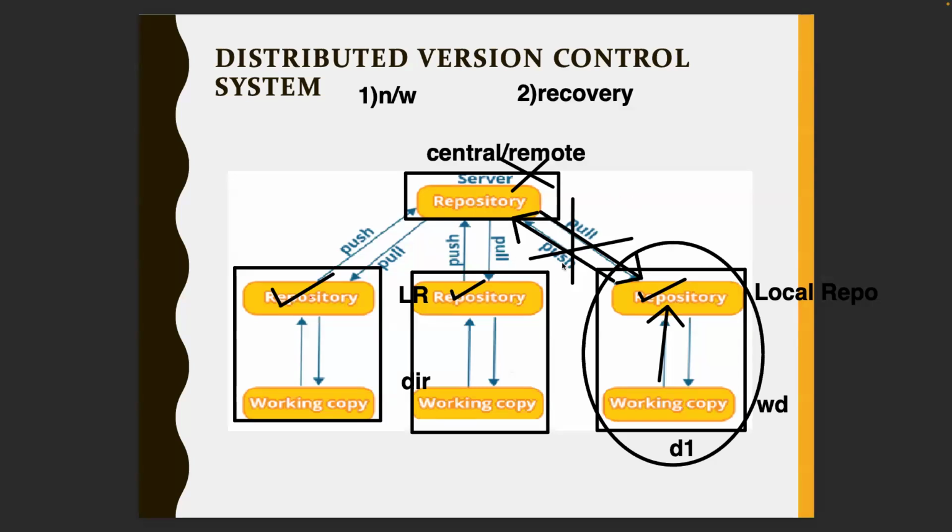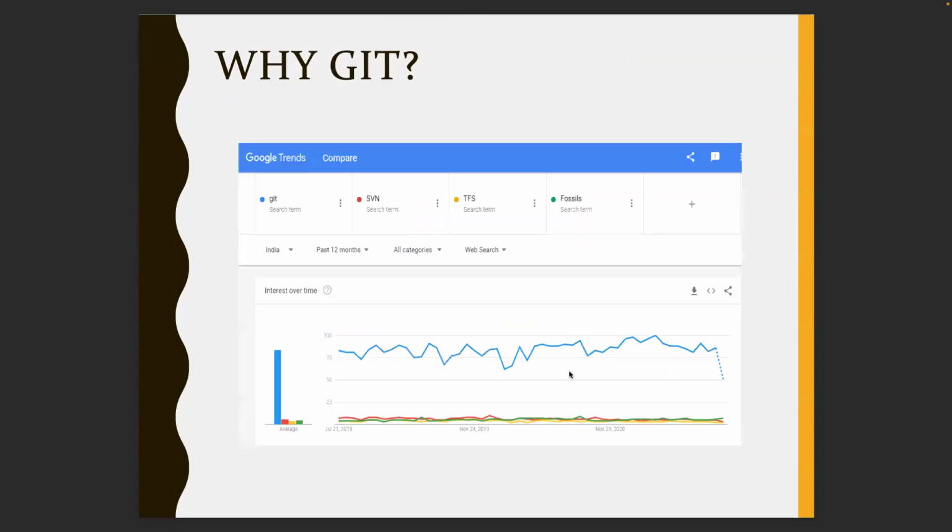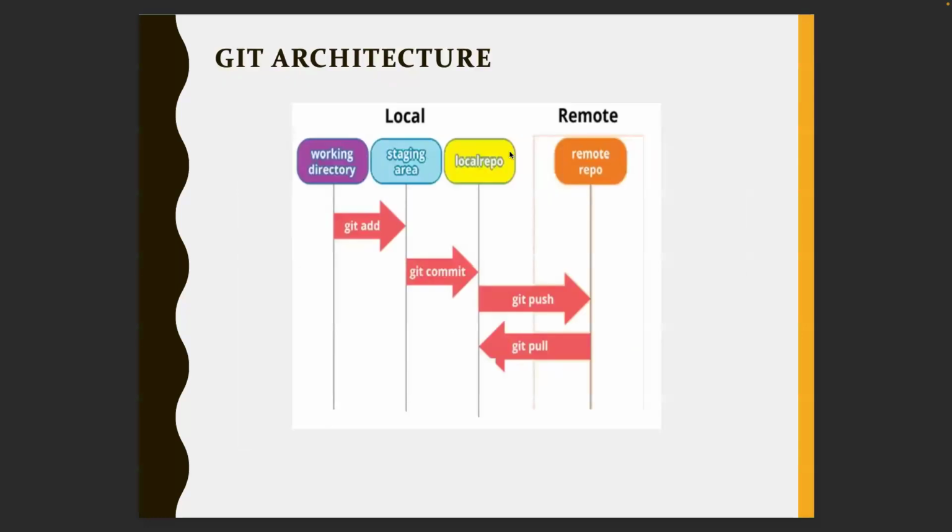The distributed version control system and how it eliminates the problem of centralized. So this is the architecture of distributed version control system in general, right? And like the tools comparison we have seen. This is the architecture of Git in particular, right? Let's go on.